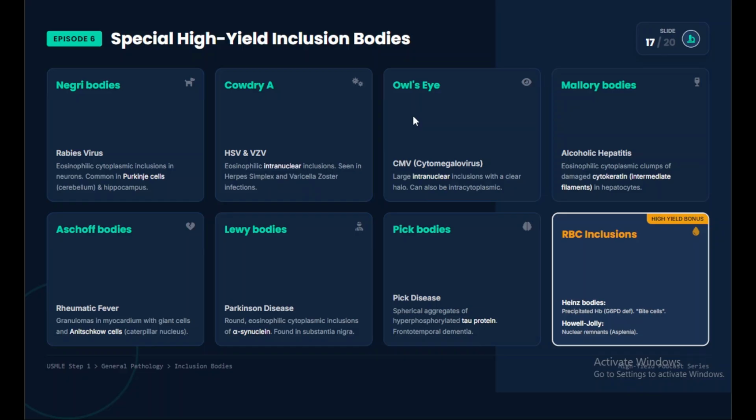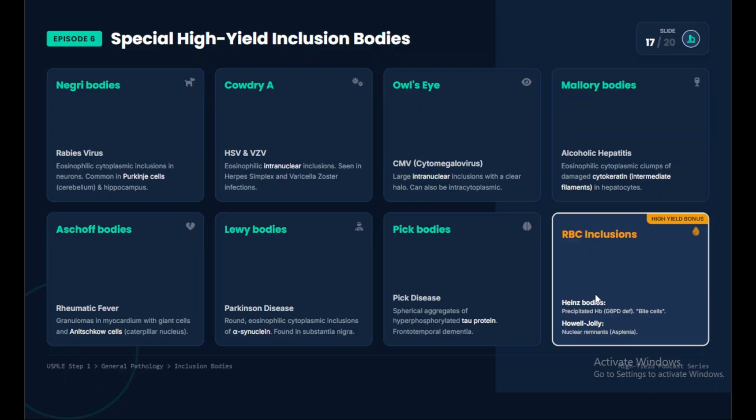The Lewy bodies, which are seen in Parkinson's disease, are round eosinophilic cytoplasmic inclusion bodies of alpha-synuclein protein in the substantia nigra. And the other thing is the Pick bodies, which are seen in Pick disease, which are spherical aggregates of hyperphosphorylated tau protein in the frontal and temporal lobe of the brain, specifically in frontotemporal dementia.